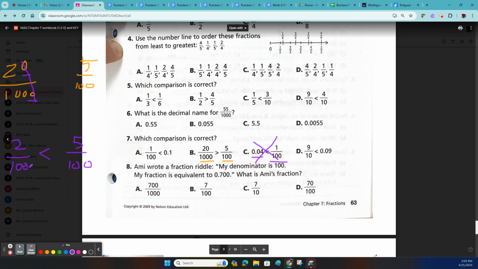Over here as well. Okay, sorry, I forgot for part B. They said that 20 thousandths is bigger than 5 hundredths. We proved that that's wrong as well. Okay, let's have a look at this last one here.